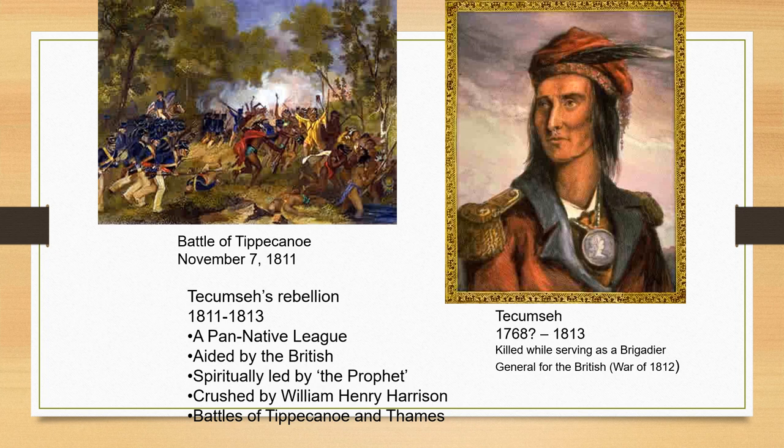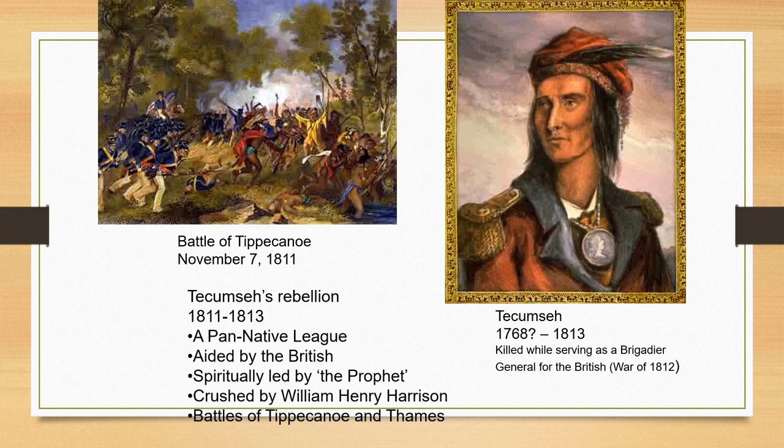Well, the war breaks out, the War of 1812, and the Native Americans are initially successful. So with that, let's go to this list of bullet points in the middle of the slide. Tecumseh's Rebellion. Tecumseh had a goal. He wanted to make a pan-Native American league. That's what he called it. That's what everybody called it. And he kept saying, we have to team up. The Americans are the real enemy here.